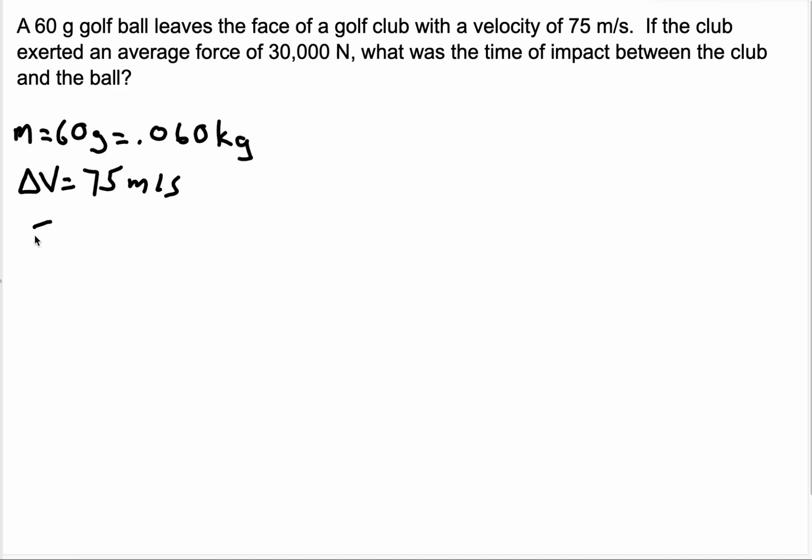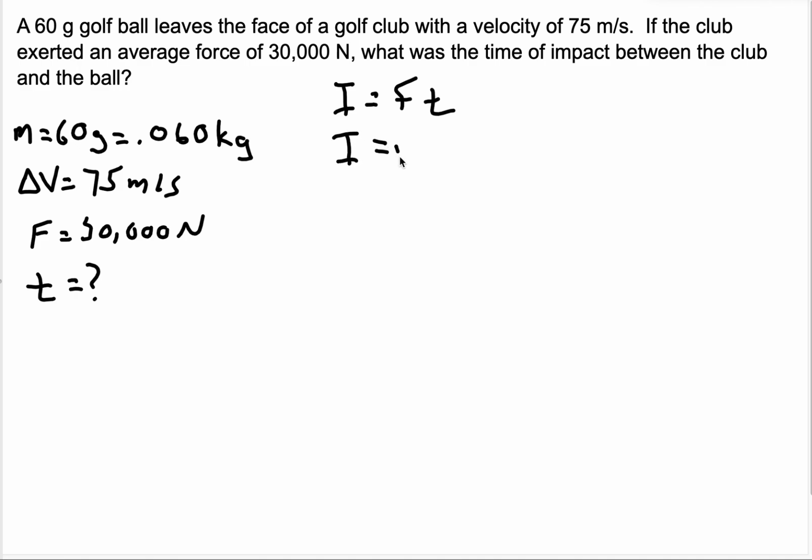Now, the club exerted an average force of 30,000 newtons. I want to know what was the time of impact. So this is one of those cases where I'm the one applying the force and I'm trying to apply the force for as long as possible. This is one of those follow-through problems from yesterday. So remember that impulse is equal to force times time. Impulse is also equal to mass times change in velocity. So what that means is force times time equals mass times change in velocity.